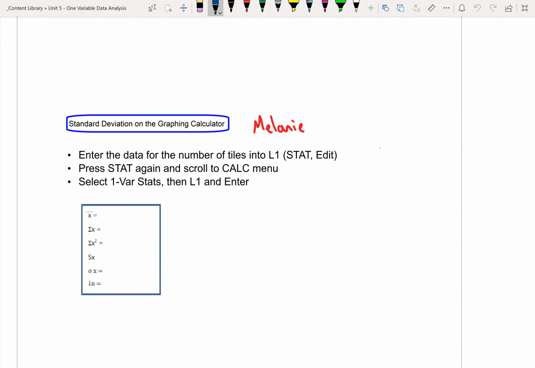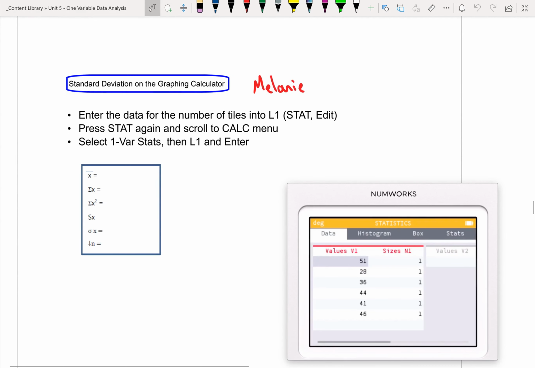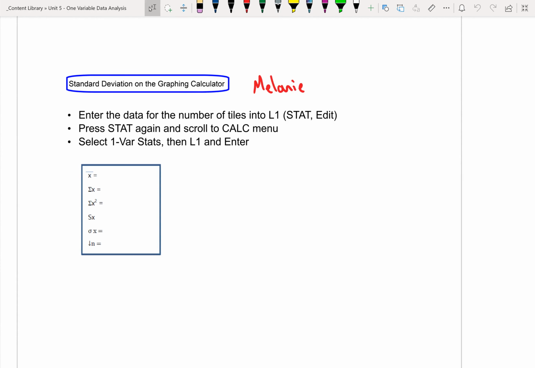Now depending on what calculator you use, you can see the one to the right. It may look a little different, but as long as you enter the data correctly, your graphing calculator can figure this out. Once you enter all your data, you're going to hit Stat again and scroll down to the Calc menu, select one variable statistics or 1-Var Stats, then L1 and enter. Again, depending on what calculator you use, you may have to go through some different steps. What you should get though is a printout or a window that shows all of these values.